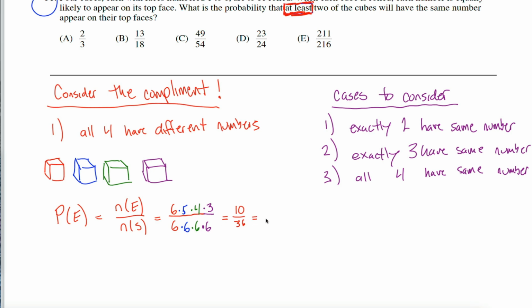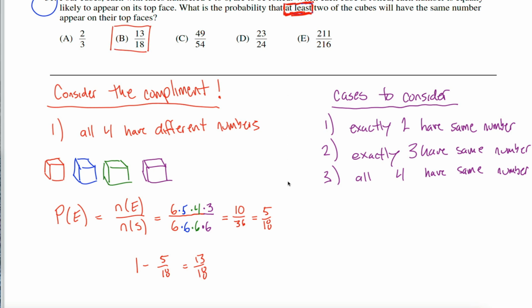Then I can reduce that one more time, because these are both even numbers, and get 5 over 18. Don't bother looking for 5/18 as the answer, because 5/18 is the probability that we get 4 different numbers. That's the complement of the probability that we want. We need 1 minus 5/18 to get our answer. 1 minus 5/18 is 13/18. 13/18 looks like it's answer B.